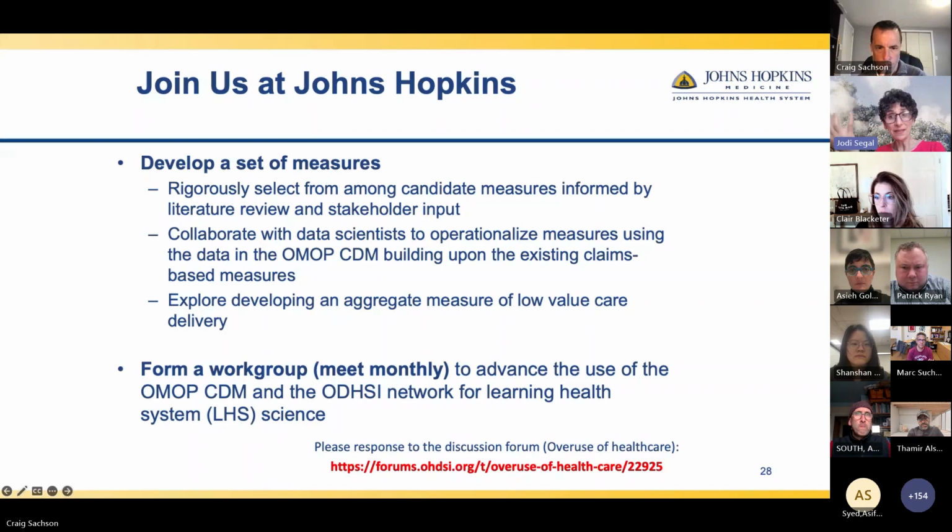So I'm inviting everyone to join us to develop a set of measures, rigorously select from among candidate measures, informed by literature review, perhaps by stakeholder input, collaborate with data scientists to operationalize these measures in the CDM, building upon our existing claims-based measures, and we have about 20 or 25 measures in claims already, and explore developing an aggregate measure of low-value care delivery, which is something I had done previously in claims and found to be really useful. So I'm proposing to form a work group that would maybe meet monthly to advance the use of the CDM and the Odyssey network for learning health system science on this topic.